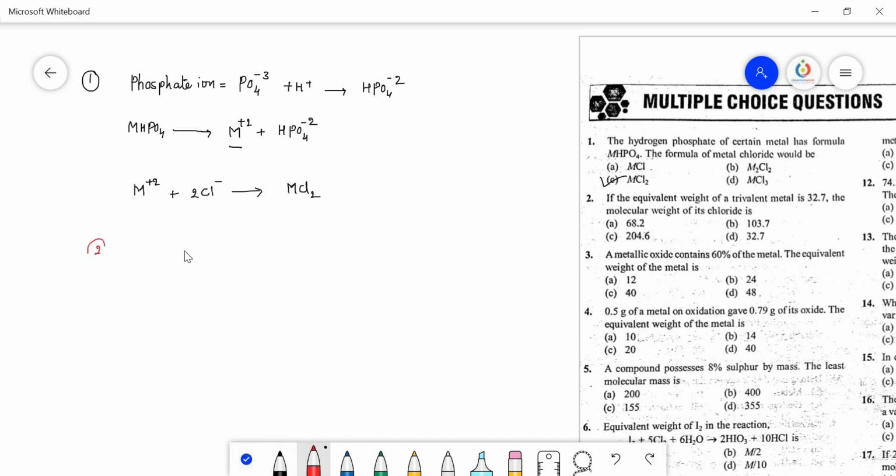Let's see question number 2. If the equivalent weight of a trivalent metal is 32.7, the molecular weight of its chloride is. So here they said trivalent metal. Trivalent means valency is 3, so its charge may be plus 3. And its equivalent weight is also given.